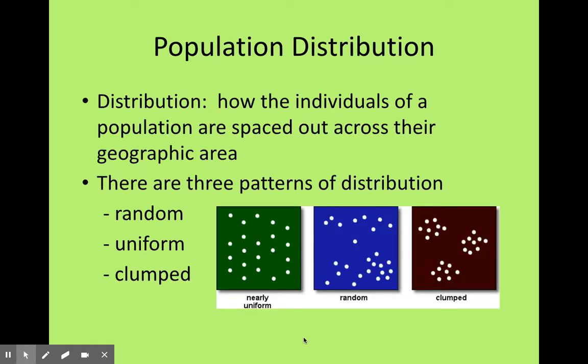Another characteristic that we talk about when we talk about populations is distribution. And that's how individuals of a population are spaced out across a geographic area. There are 3 patterns of distribution: random, uniform, and clumped. And we're going to go through each of those 3 things and talk about why they might look like that.